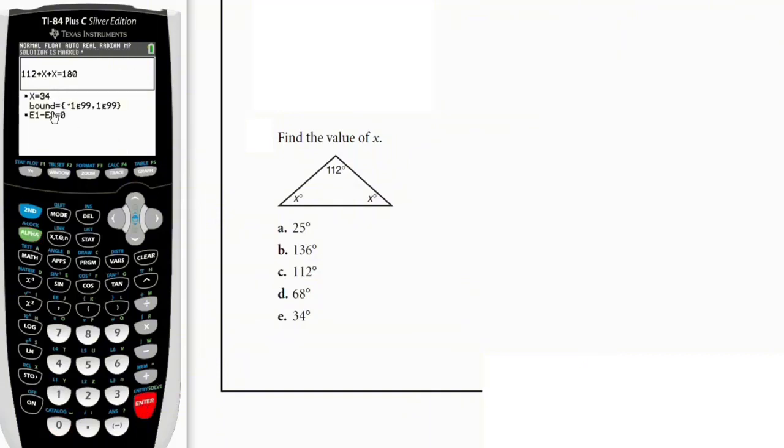So our x is what, 34, option E. So the correct answer to this question is option E. This is basically how you can solve this kind of problem using the TI-84 Plus scientific calculator.